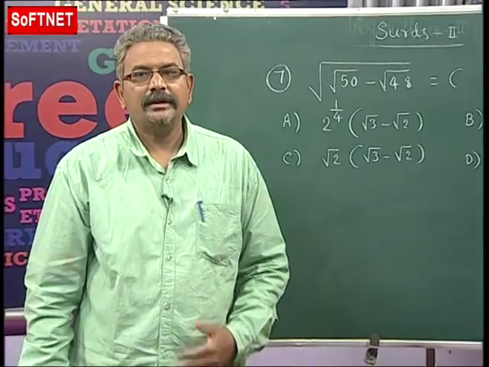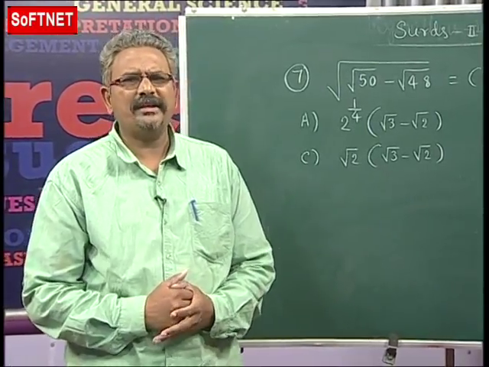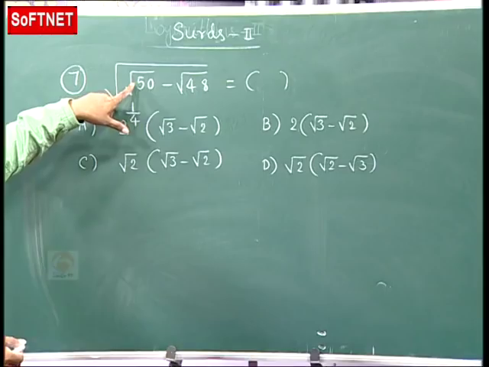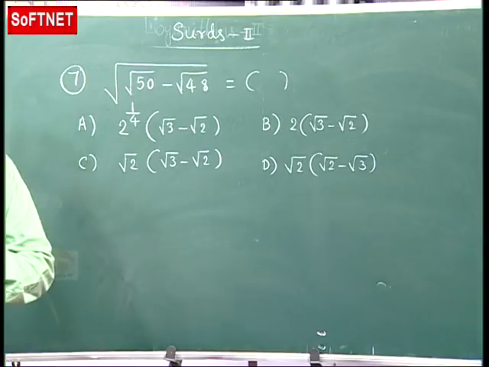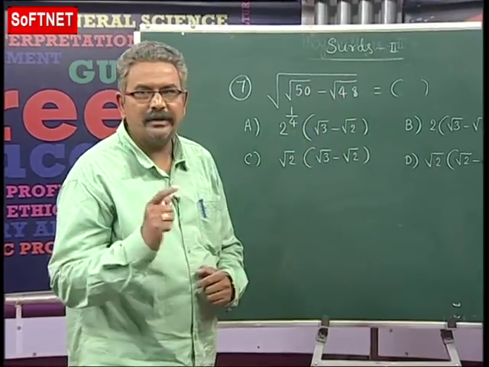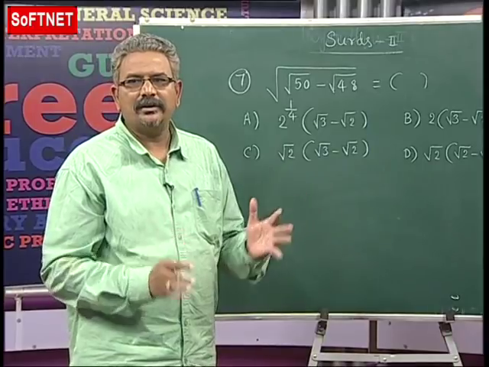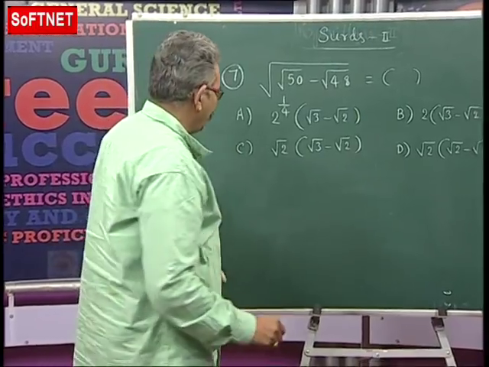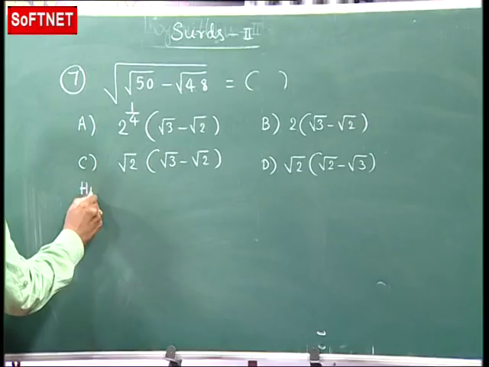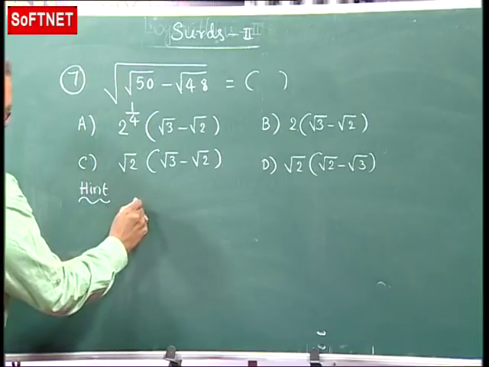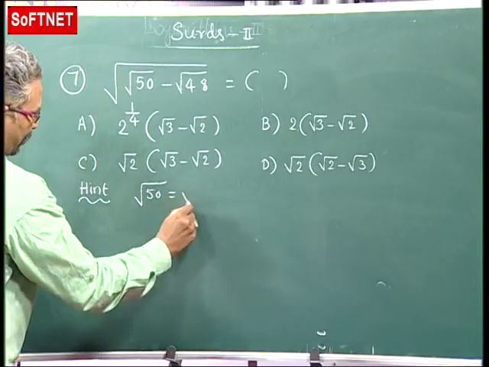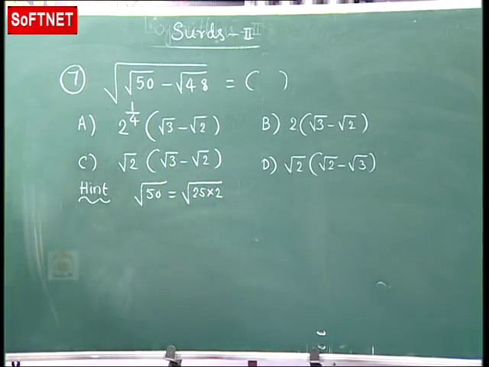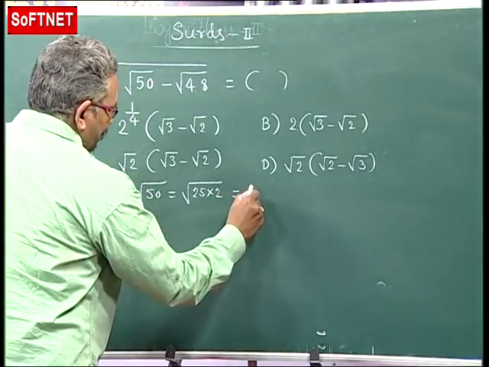It is somewhat of a typical problem, but more than typical, it is very simple only. First, we have to write root 50 in the simplest form, and root 48 in the simplest form. After that, the square root we can easily find out. So, okay, let us try. Now, here root 50, this root 50 we can write as root of 25 into 2, correct. Square root of 25 is 5, so 5 root 2.